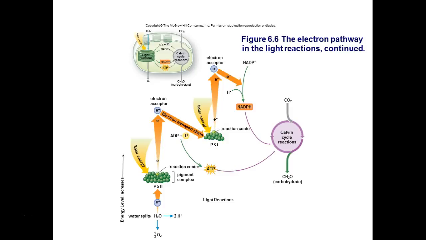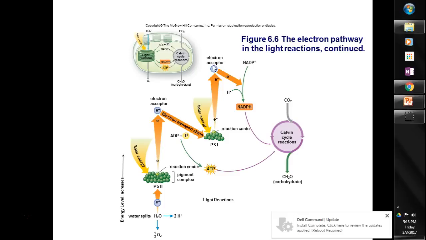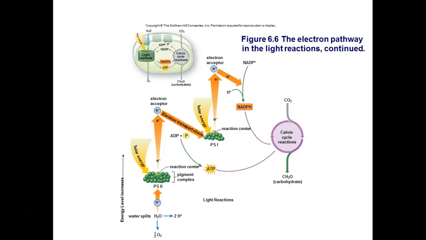It's getting excited. The reaction center releases electrons here. They also go to an electron acceptor, which is NADP. So NADP picks up an electron and a proton to become NADPH. NADPH is going to be used also in the Calvin cycle. It's going to provide the hydrogens that are added on to carbon dioxide to make the carbohydrate.